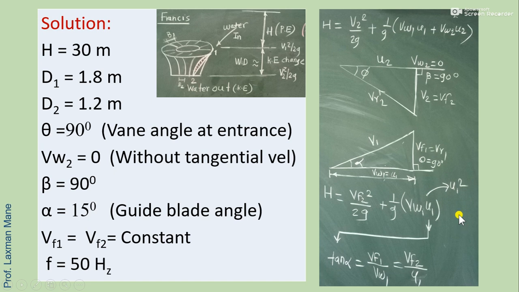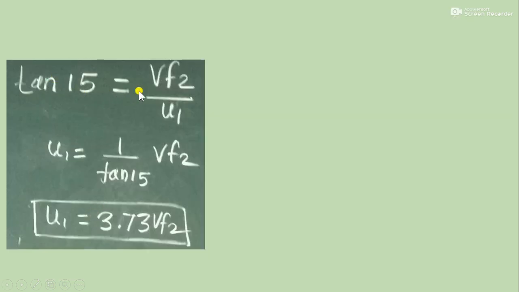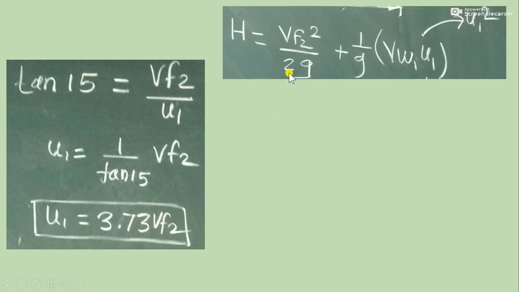Now we have to find U1. So how to find? For that use the tan alpha ratio, means VF1 upon VW1, that is equal to VF2 upon U1. Alpha is known, so tan 15 is equal to VF2 upon U1. So here we get, by arranging the terms, the relation between U1 and VF2. This we use in further equation.